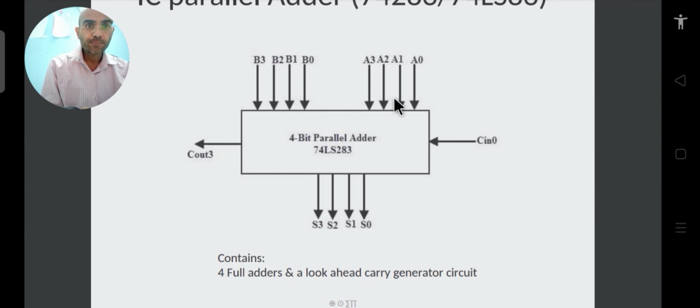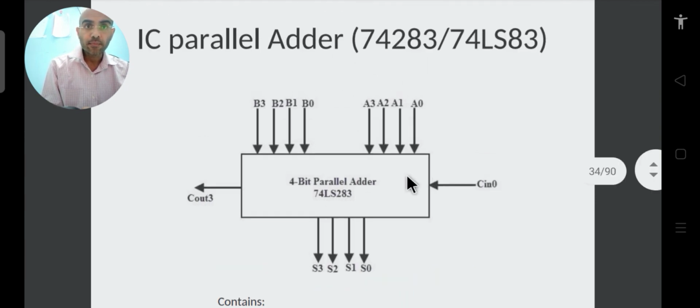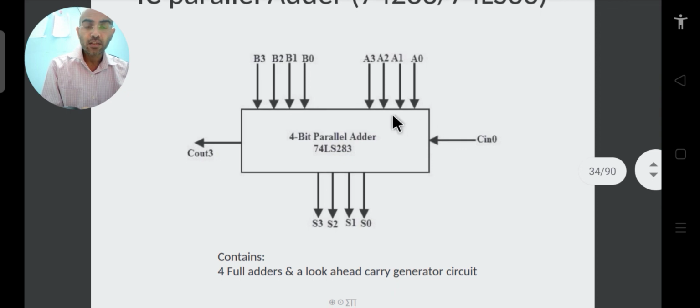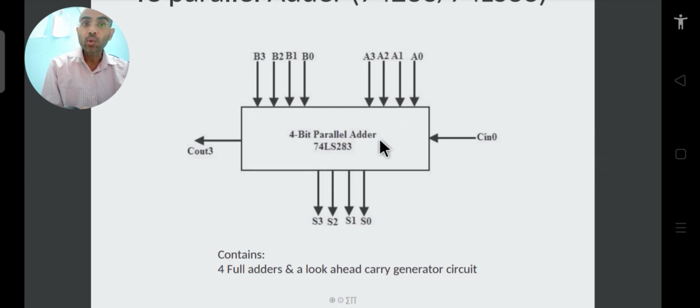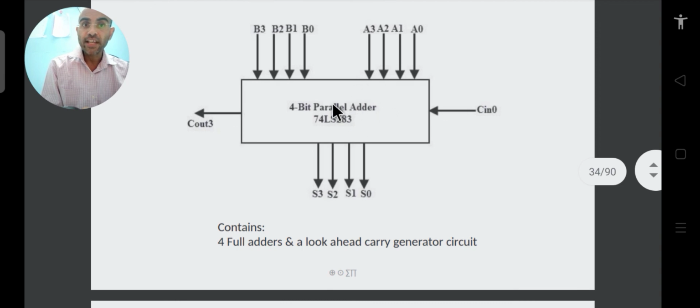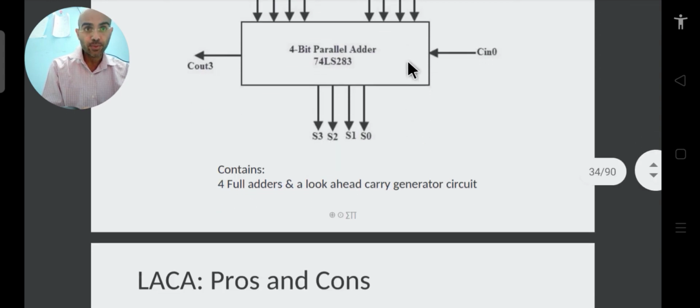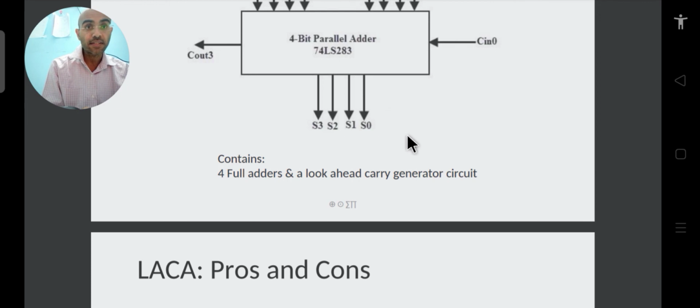So this is how the parallel adder IC looks, this parallel adder IC 74LS283 or 74283, which uses carry look ahead operation. The look ahead carry generator is inside this full adder, and this is different from your normal parallel adder. There is no propagation delay in this case, and the operation will be a little faster by using this IC.